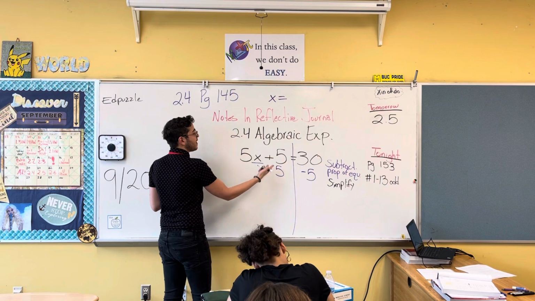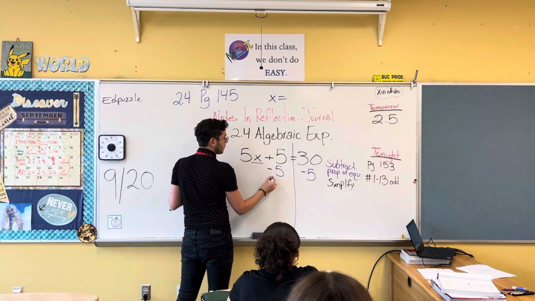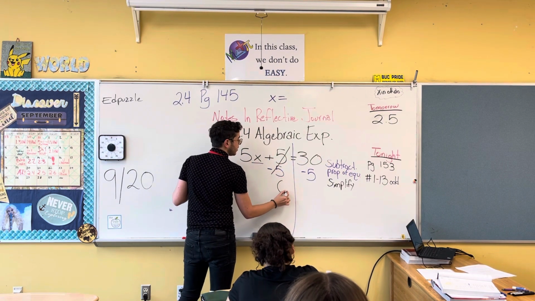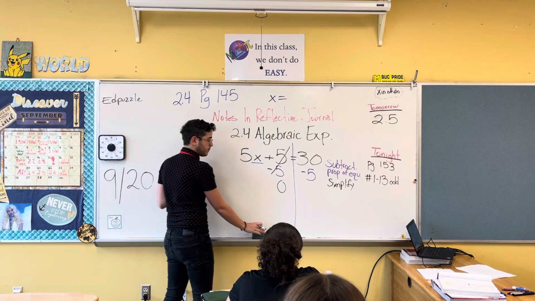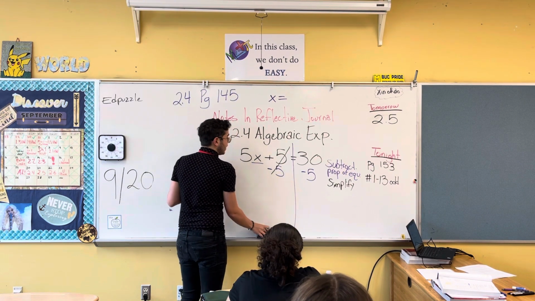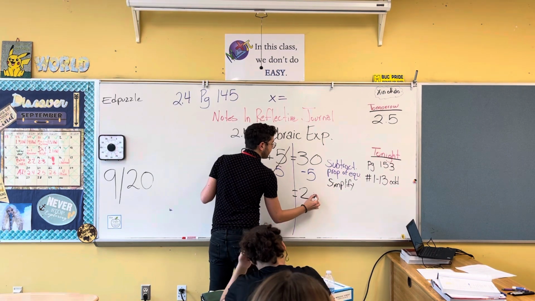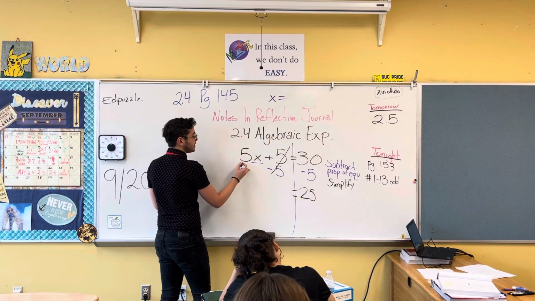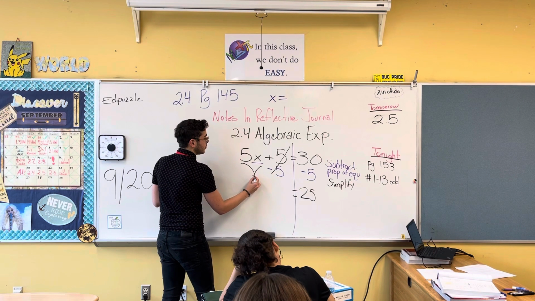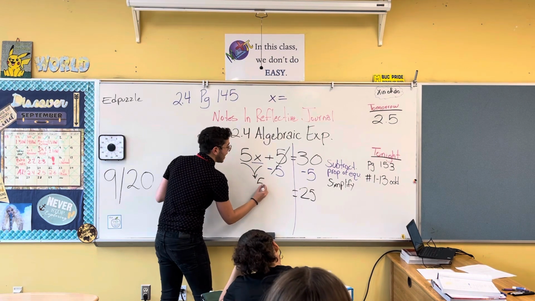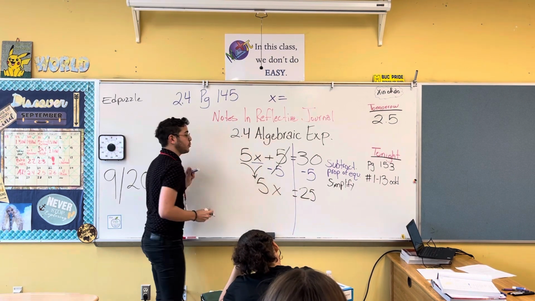So, what's 5 minus 5? 0. Do we have to write that or can we ignore it? We can ignore it. What's 30 minus 5? 25. And then we bring this down, okay? We bring it down and we have 5x is equal to 25.